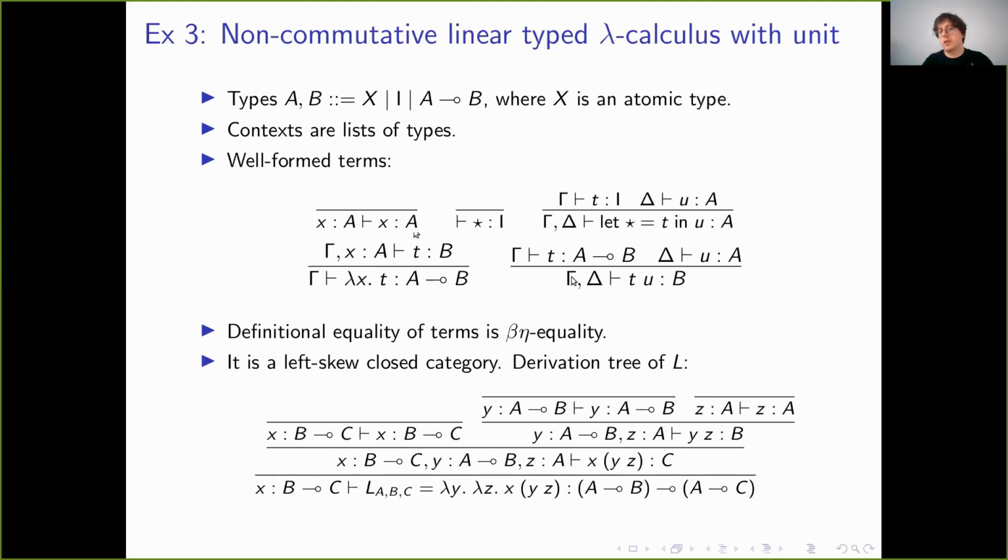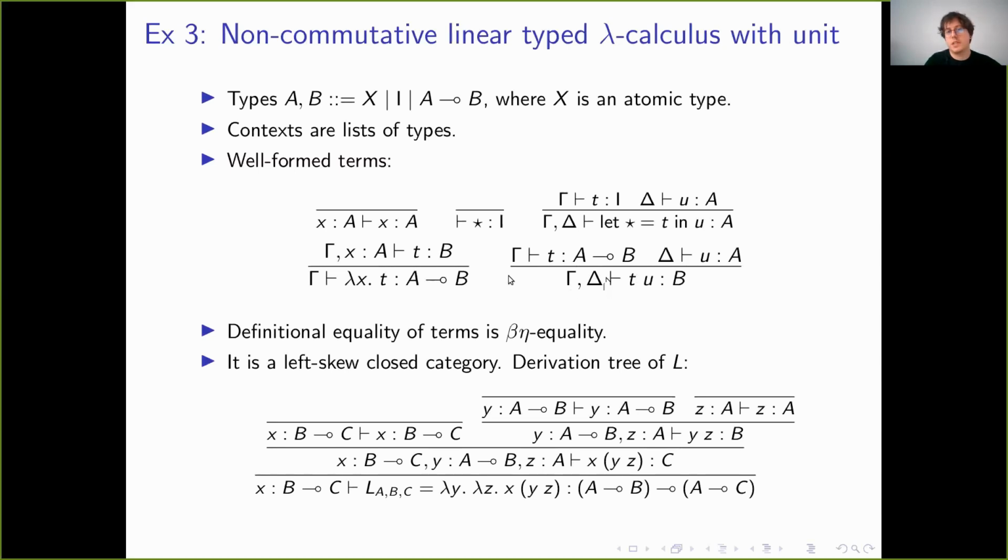You can see, for example, in that rule for application, because first of all, the resources that we have in context split. Part of them go as resources for the function argument for this t here, and the second part goes for the argument of the application, and they go in order, right? So gamma goes to the left and delta goes to the right. So this is why it's non-commutative.